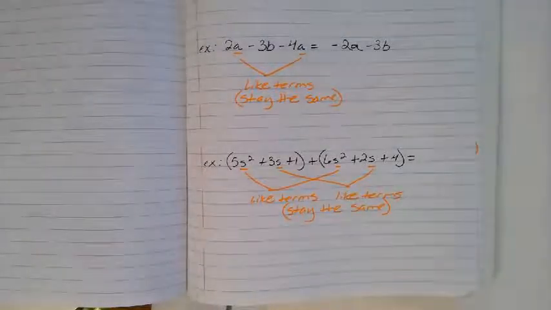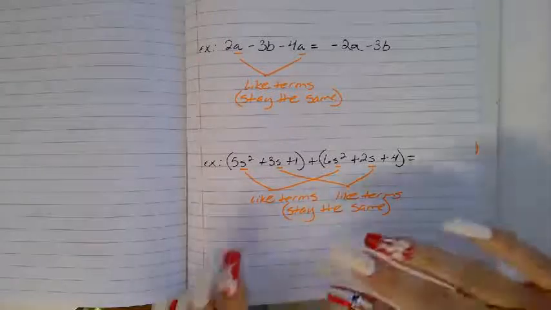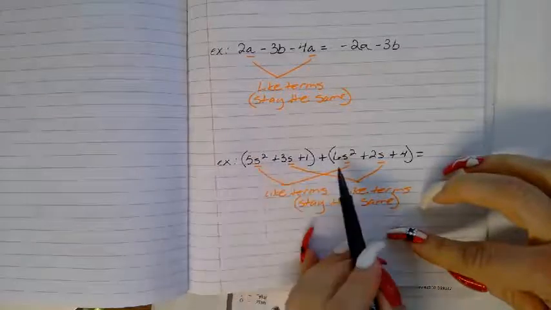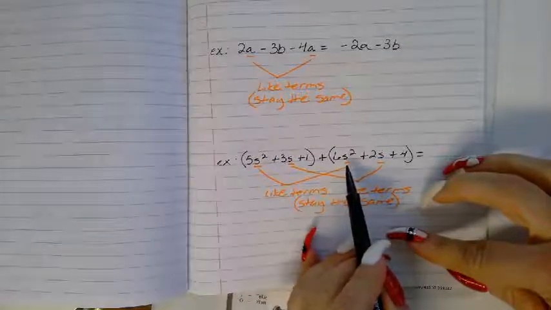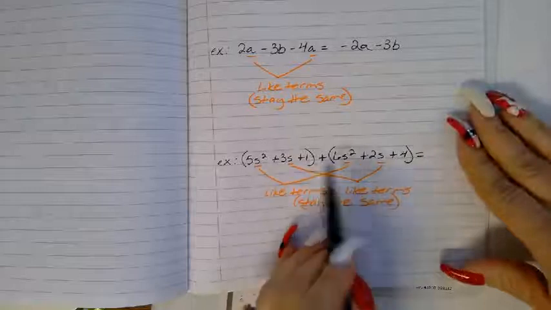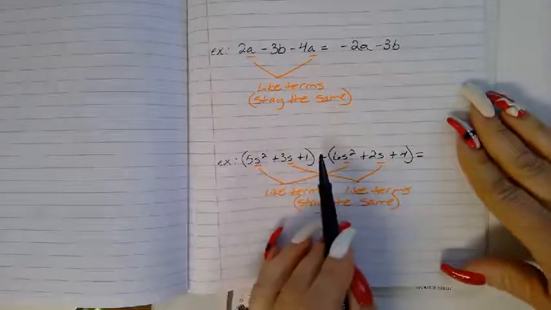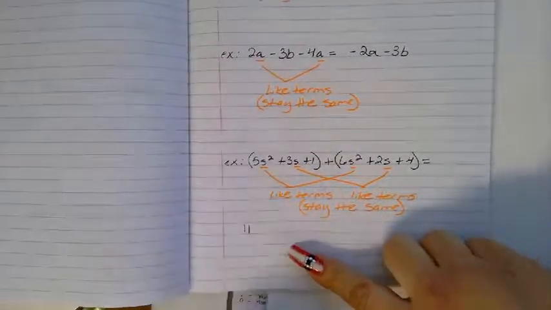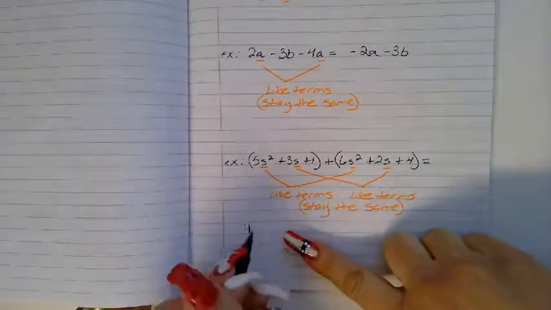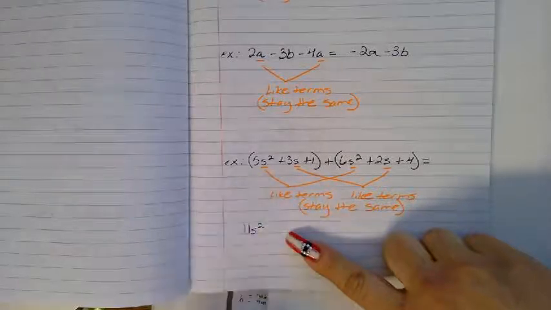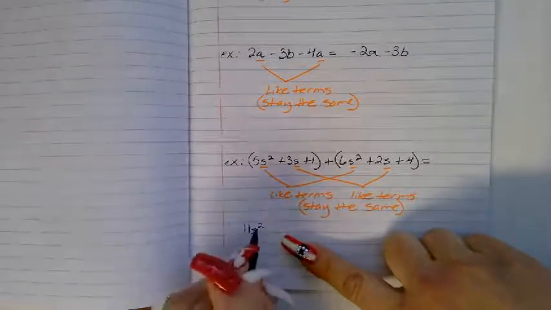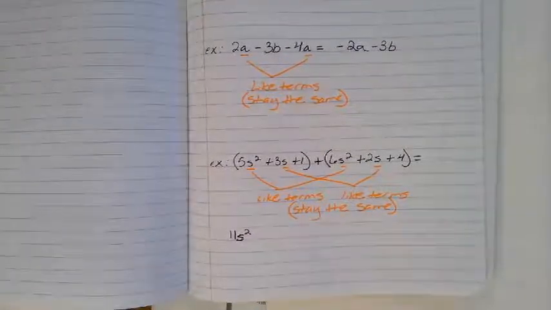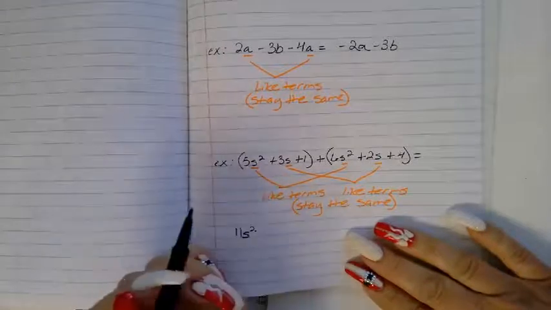So let's look at our first set of like terms, right? We're going to look at our 5s squared and our 6s squared. This one's pretty easy. We don't have any negative signs to deal with, so we're just doing 5 plus 6, and that gives us 11. And our s squared is the like term, so that just stays s squared. So we have our 11s squared first, right? So we're done. We did these.